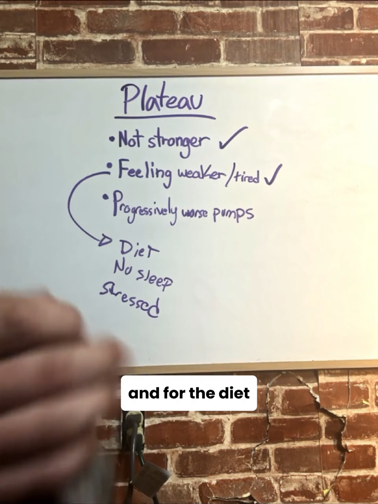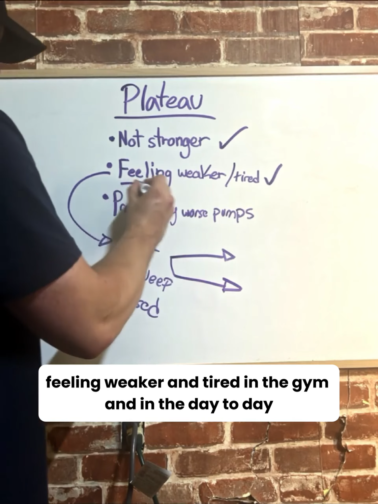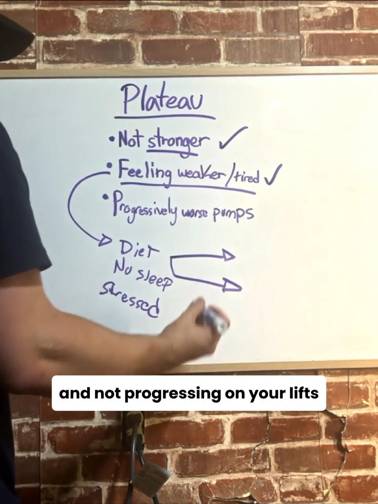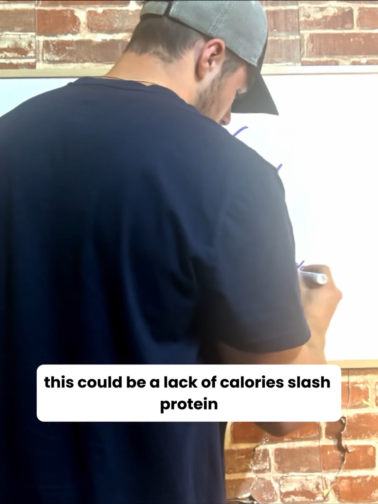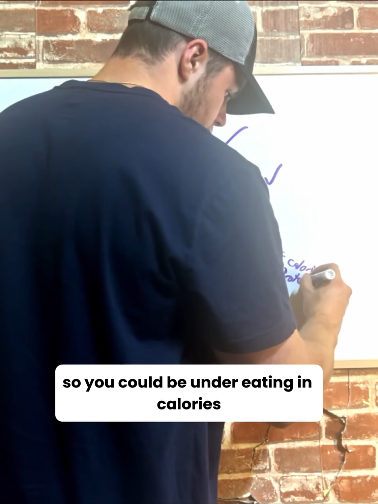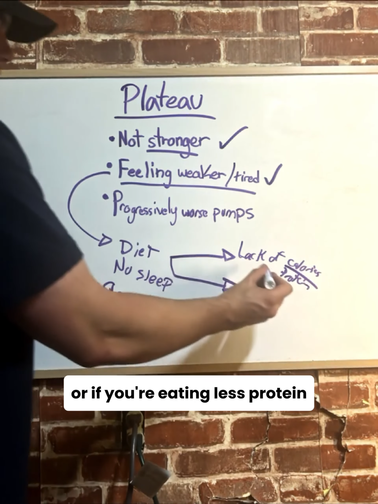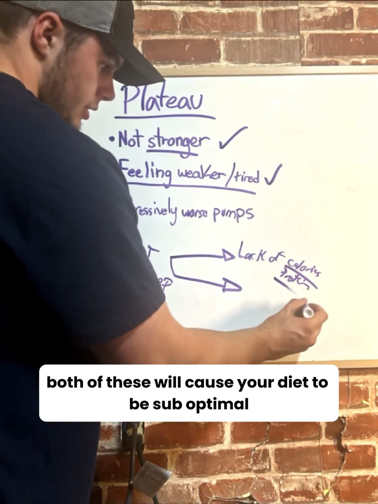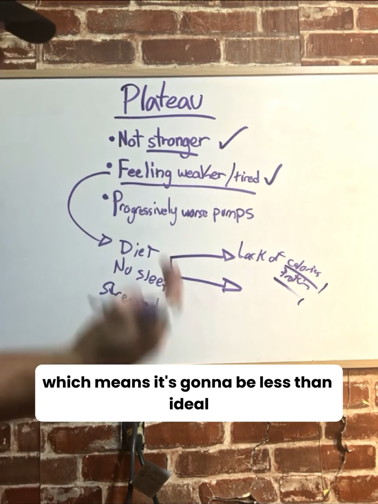And for the diet, there are two main ways that this can affect you feeling weaker and tired in the gym and in the day-to-day and not progressing on your lifts. This could be a lack of calories or protein. So you could be under eating in calories, whether it's on purpose through a calorie deficit on a cut, or if you're eating less protein, there's no good reason for this at all. Both of these will cause your diet to be suboptimal, which means it's going to be less than ideal.